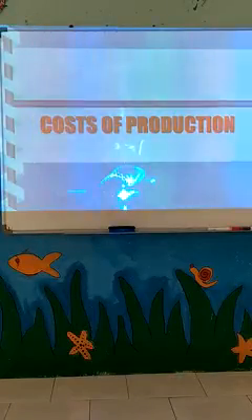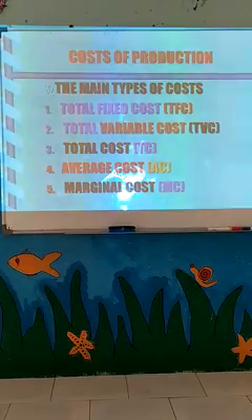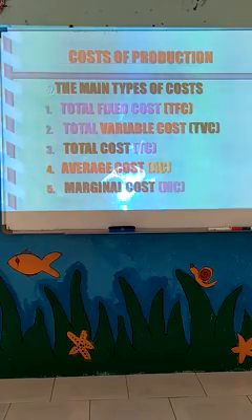Okay. Here we are going to see the cost of production. First, you see there are mainly 5 types of costs. We are going to discuss this in detail: the total fixed cost, TFC, total variable costs, TVC, and total cost, or TC.